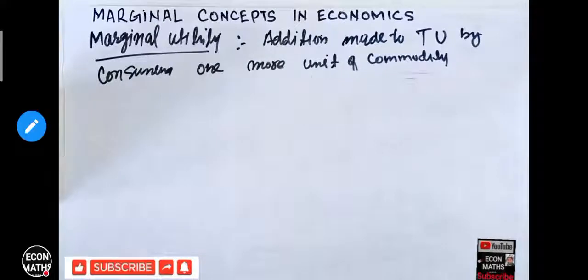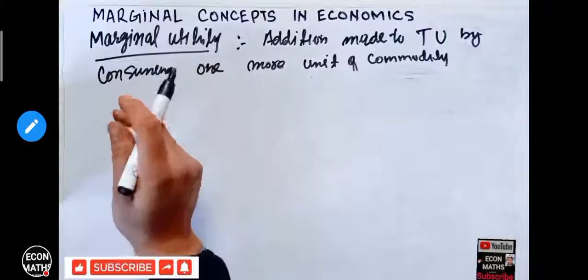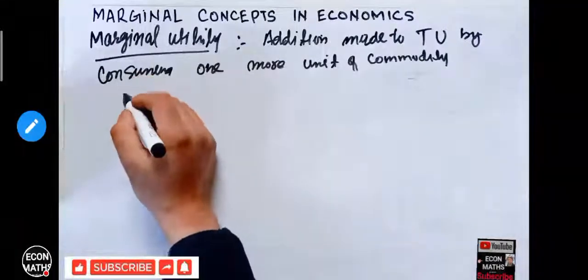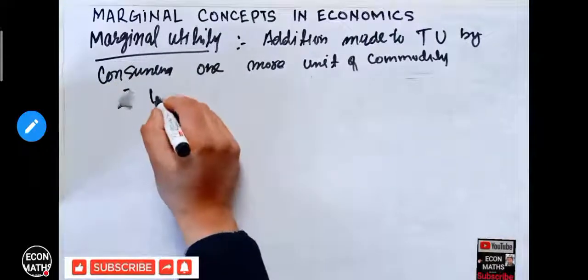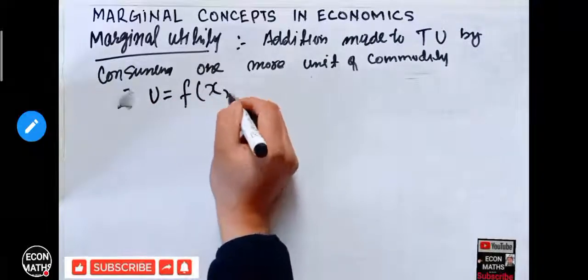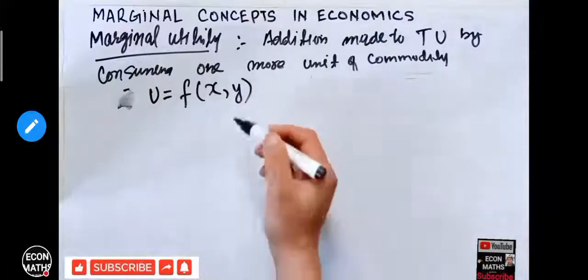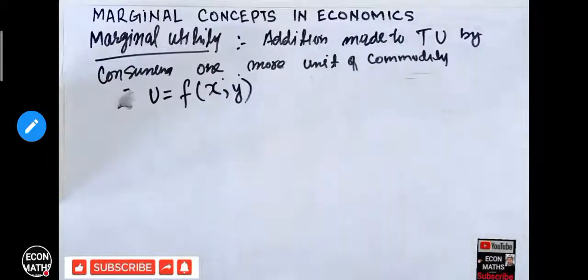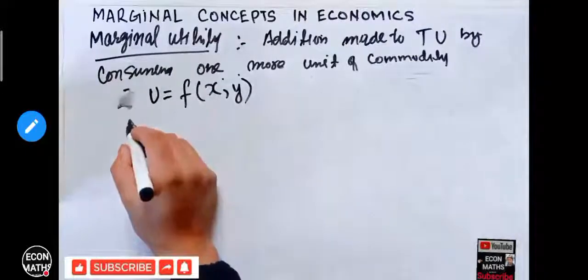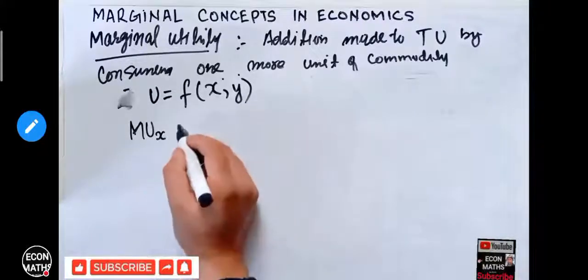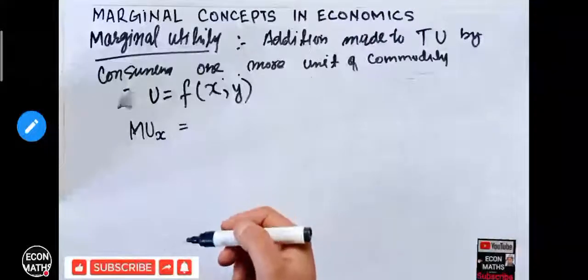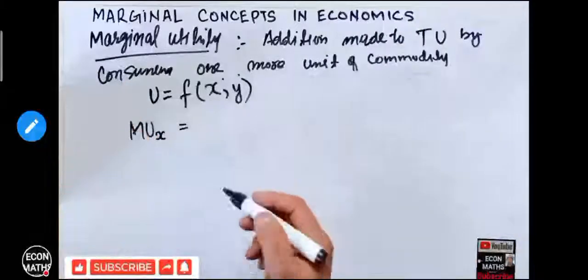Let us say we are given a utility function. First I will show you, if we are given a total utility function, that is u is equal to f of xy, a utility function where the consumer is consuming two goods or two commodities. Now in this case, the marginal utility of consuming commodity x is simply the partial derivative. We don't use the total derivative here, we use the partial derivative.